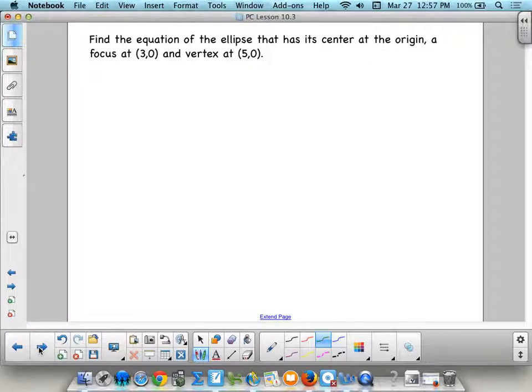Find the equation of the ellipse that has the center at the origin, a focus at 3, 0, and a vertex at 5, 0. You know what? If they give you all that information, I would do this right away. Sketch what they just told you.